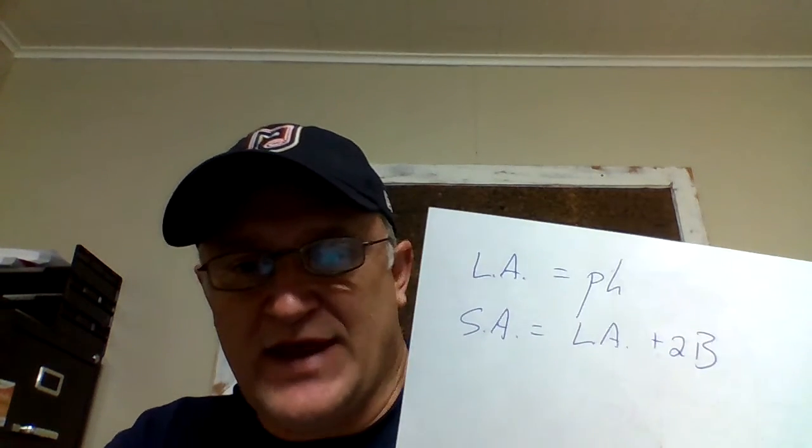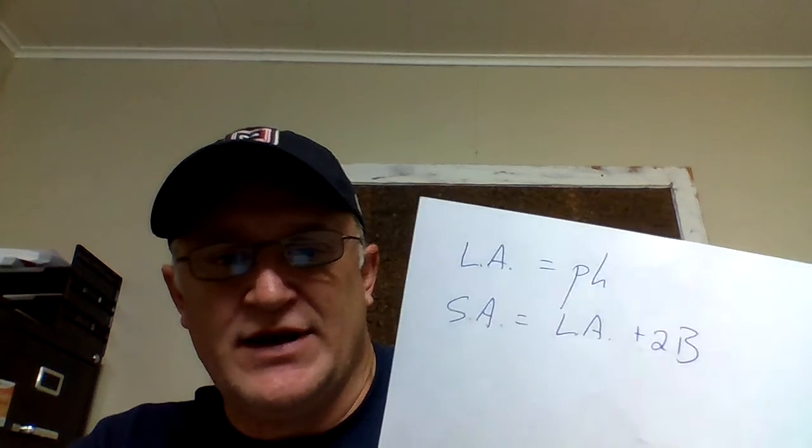Now that will give you the total area of all of the faces. We call that the surface area. So where the lateral area has the formula, the perimeter times the height, the surface area is the lateral area plus 2 bases.